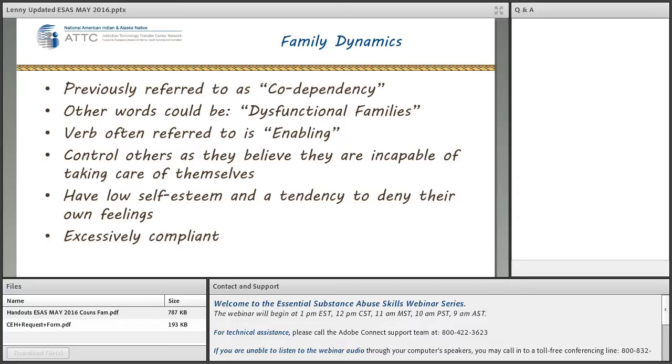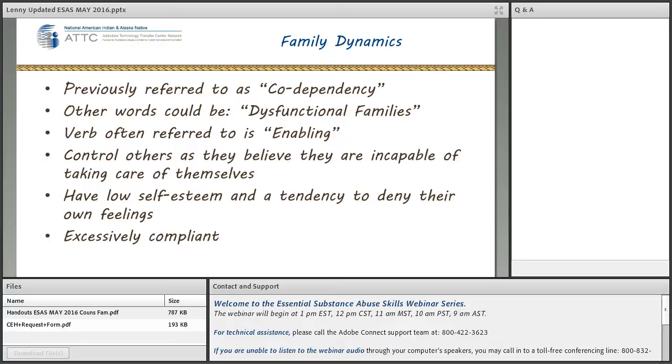So it's really important to talk with the family about what it means to be codependent. Sometimes we use the word dysfunctional families. And we really have to start discussing the word enabling, because often we enable our own family members, preventing them from getting the help that they need, and often control others as they believe they are incapable of taking care of themselves. Often individuals will have low self-esteem and a tendency to deny their own feelings.